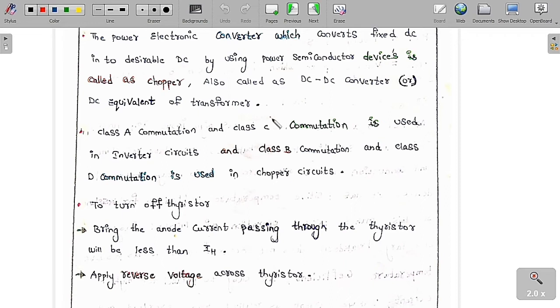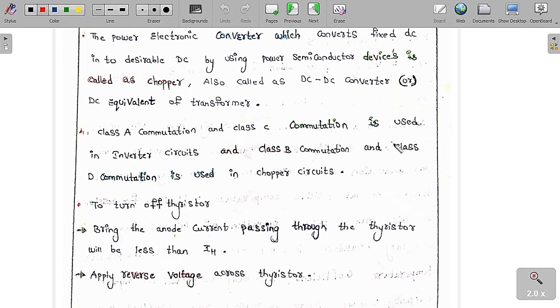If any circuit is converting a fixed DC into variable DC with the help of power semiconductor devices, it is called a chopper, or simply a DC to DC converter. It is also called the DC equivalent of a transformer. Both step down and step up are possible with the help of this chopper.